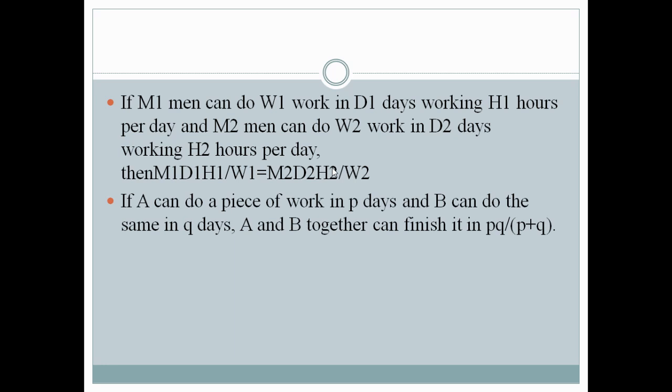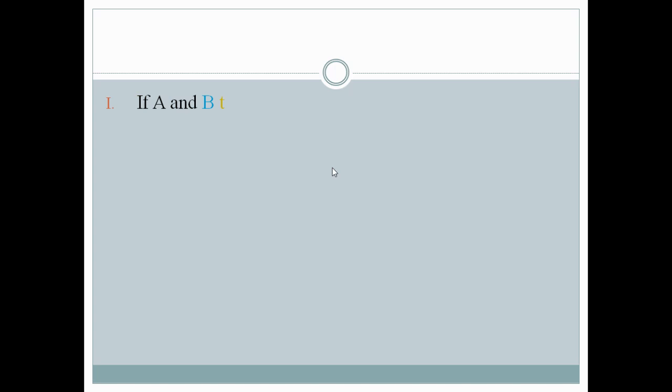So another two important results we have discussed in part 1: M1 men can do W1 work in D1 days working H1 hours per day, and M2 men can do W2 work in D2 days working H2 hours per day. Then M1 D1 H1 divided by W1 equals M2 D2 H2 by W2. If A can do a piece of work in p days and B can do the same work in q days, then A and B together can finish the work in pq by p plus q days. So these results are important. If they ask questions related to this, you can use this shortcut method to get the answer in one step.